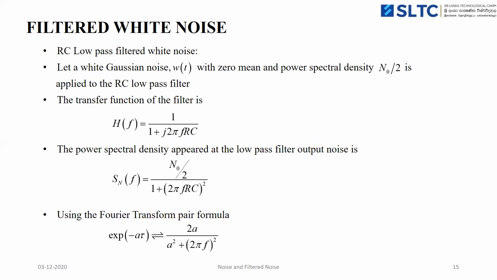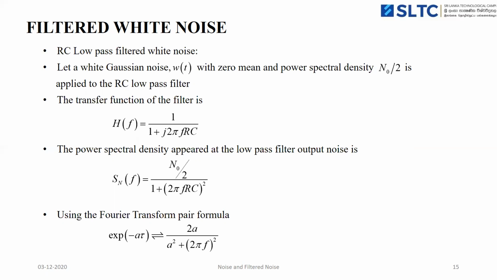Now consider another type of filter, that is the RC low pass filter. In the RC low pass filter, we can consider the input signal as white Gaussian noise, say w(t), which has zero mean and a power spectral density N0 by 2. Then the RC low pass filter has the transfer function in the frequency domain, denoted by H(f) equal to 1 by 1 plus j 2 pi f RC.